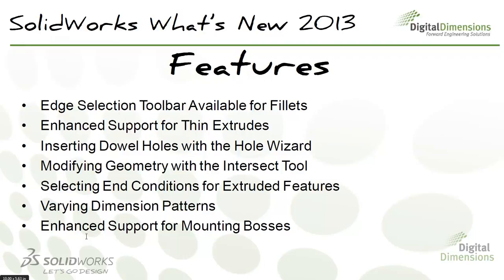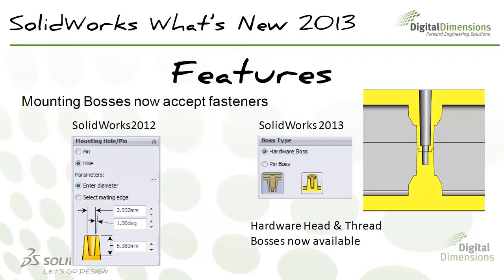So the last thing I want to show you is the enhanced support for mounting bosses. So before, you could only make pin and hole type of mounting bosses for plastic type of parts. Now you can actually have fasteners where it would put a through hole on the top of your plastic part or whatever kind of enclosure you're making, and so you have a head side and thread side mounting boss. Now to show you this a little bit better, I have a couple screenshots. So for 2012, you had the pin and hole mounting type of bosses.